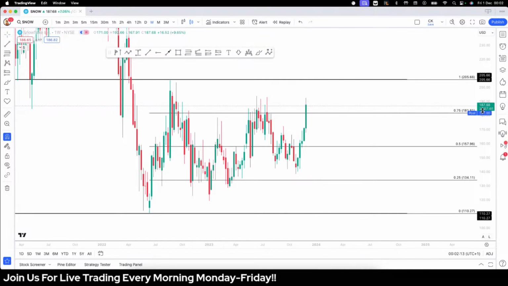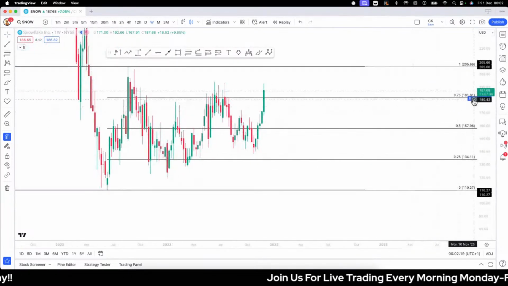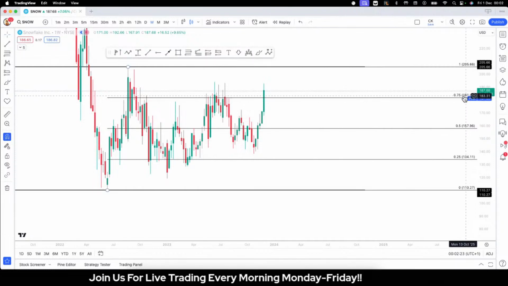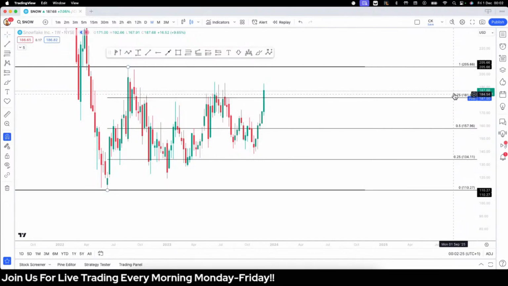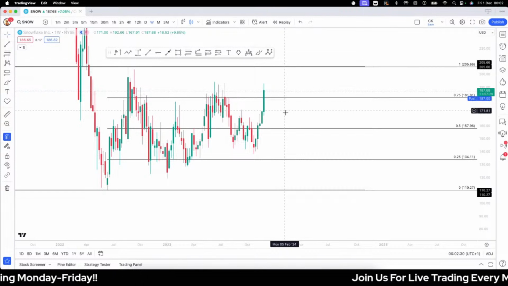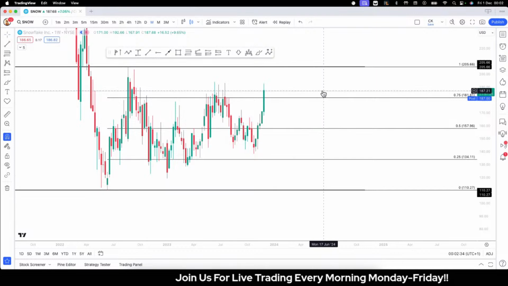So right now, we're trading at 187.68 for SNOW. After hours, 187. So that is above the 0.75 Fib here, 181.81, right? So we know that that is a support level, and that if that level is going to flip back into resistance, we could expect a move back to the mid-range. And then maybe from there, we see a bounce.